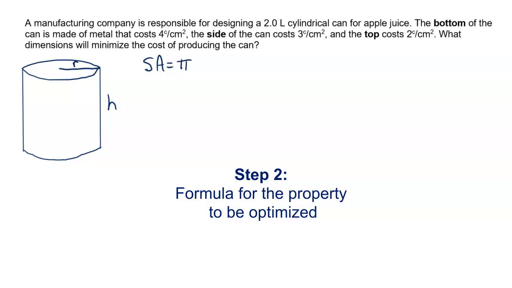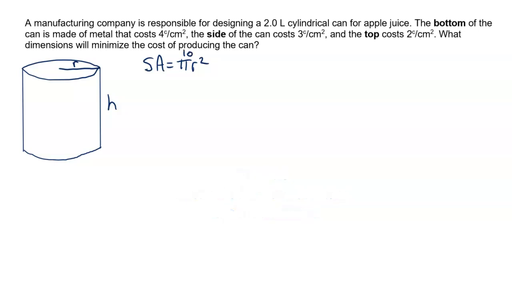So we have pi r squared, that's the top. And the top is labeled as such because that's a circle. The area of a circle is pi r squared. The bottom is the same, and so pi r squared for the bottom. Now we move to the sides, and the sides is a circumference times height. And the circumference is 2 pi r, and the height is h.